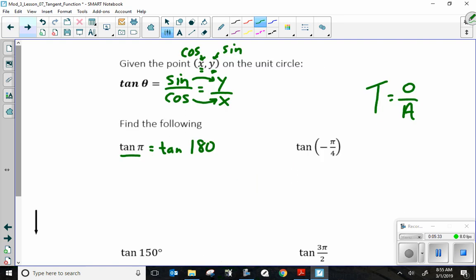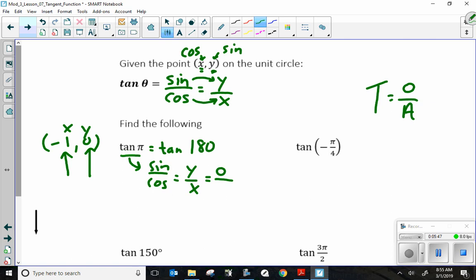So this is at the coordinate (-1, 0). That's my x, that's my y. Well, if tangent is sine over cosine, it's y over x, which is 0 over -1, which is 0. The tangent of pi, or 180 degrees, is 0.